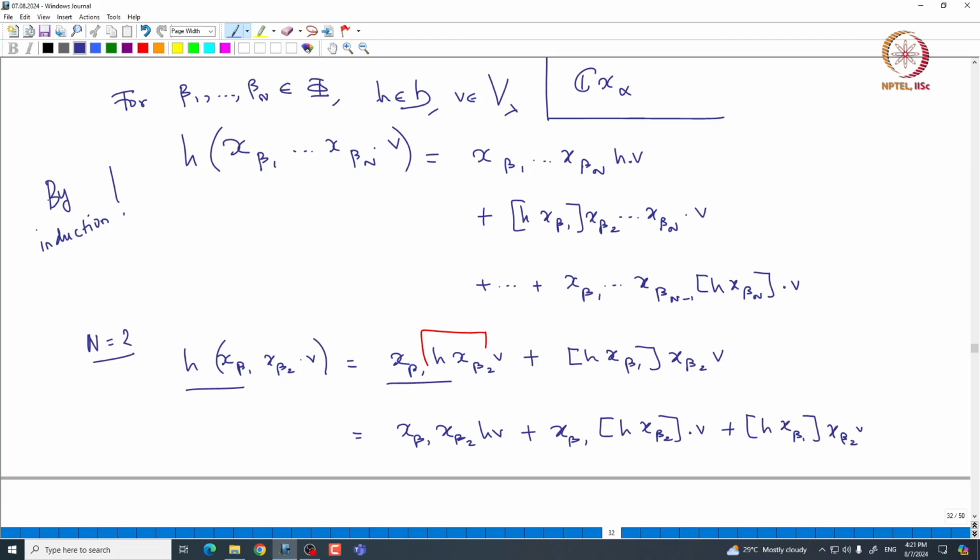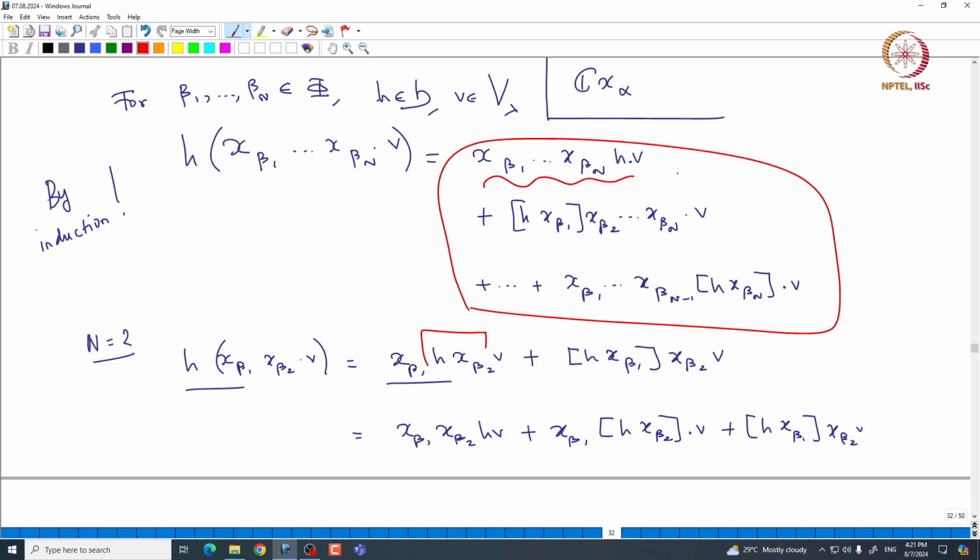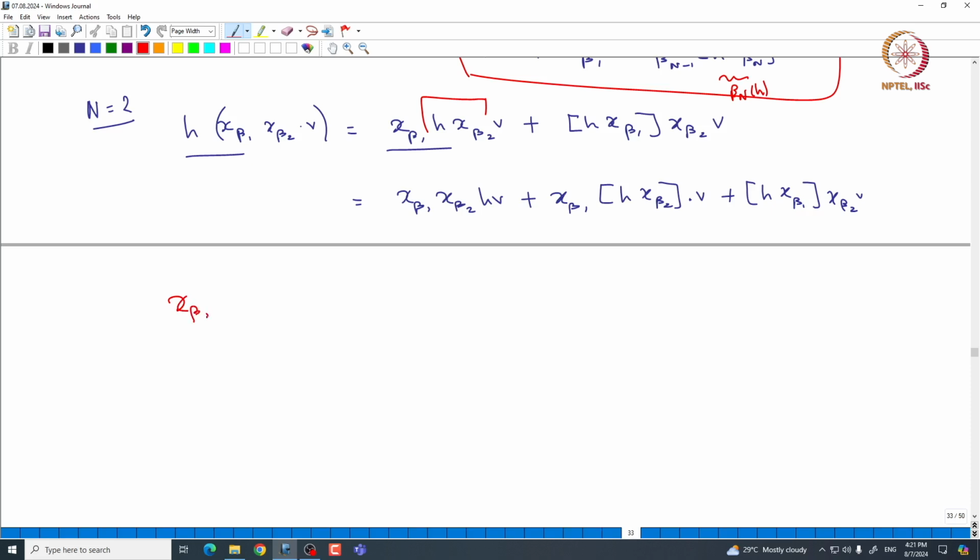Now, you can generalize this using induction. Okay. Then you will get this formula, and this formula tells you that this gives you the weight lambda of h. This corresponds to lambda of h, and here you get beta 1 of h, and here you get beta n of h. So, indeed this is exactly equal to lambda plus beta 1 plus etcetera plus beta n of h times x beta 1 etcetera x beta n applied on v. Okay. So, indeed what we proved is that x beta 1 times etcetera x beta n times v sits inside the weight space V lambda plus beta 1 plus etcetera plus beta n. This is what we indeed proved.